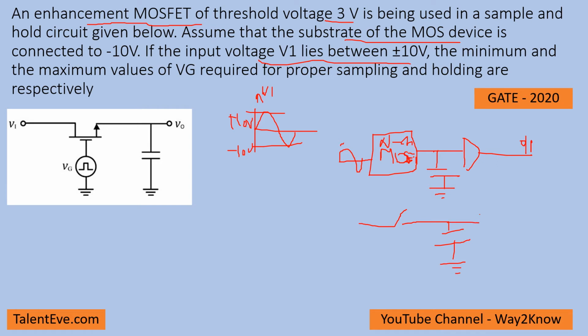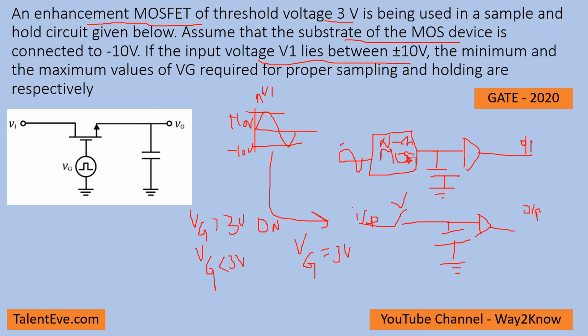Now here, for this sample and hold circuit, this particular N-channel MOSFET is provided with an input of minus 10 to plus 10 volts. The threshold voltage is 3 volts. That means with Vg greater than or equal to 3 volts, the MOSFET will be on, and when Vg is less than 3 volts, the MOSFET will be off. That is how the operation would be.